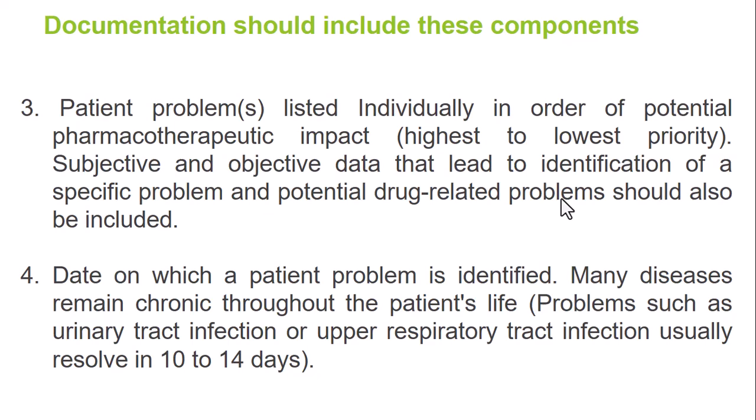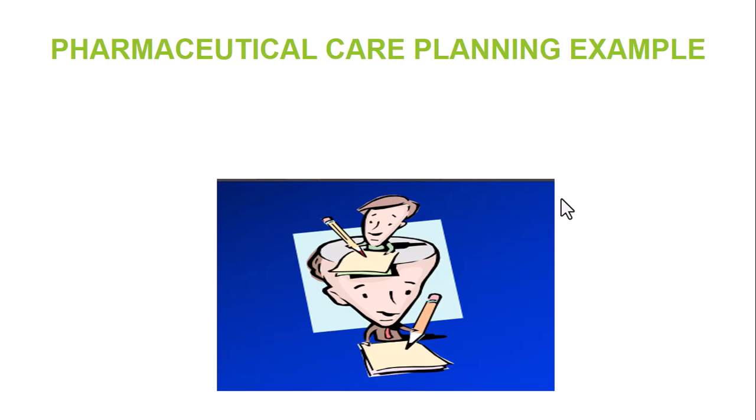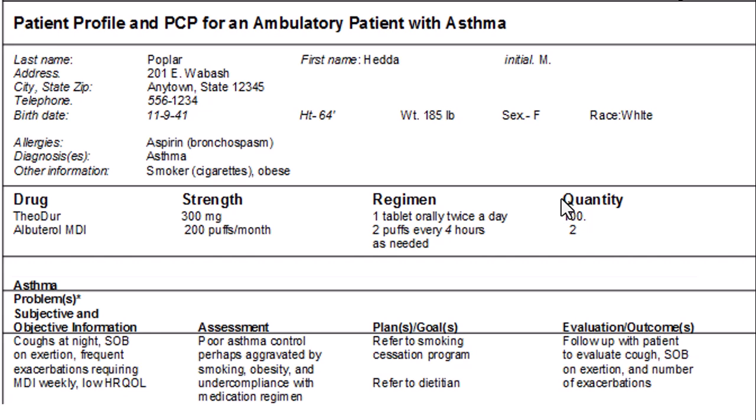Many diseases remain chronic throughout the patient's life, and you need to assure them about it. So problems such as urinary tract infection or upper respiratory tract infections usually resolve in a period of 10 to 14 days. So, examples of a pharmaceutical care plan. These are some of the examples. We have seen the name of the patient, we have seen the condition a patient is presented with, what drug of choice they gave, and then the strength of that drug and the regimen of the drug and the quantity that you gave to the patient.